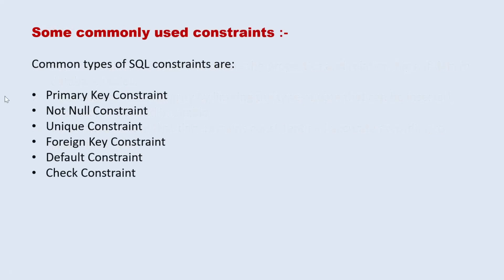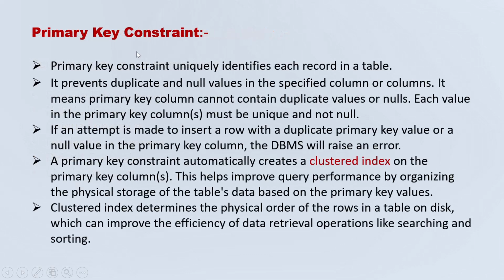These are some commonly used constraints: the primary key constraint, not null constraint, unique constraint, foreign key constraint, default constraint, and check constraint. So what is the primary key constraint? By definition, the primary key constraint uniquely identifies each record in a table.